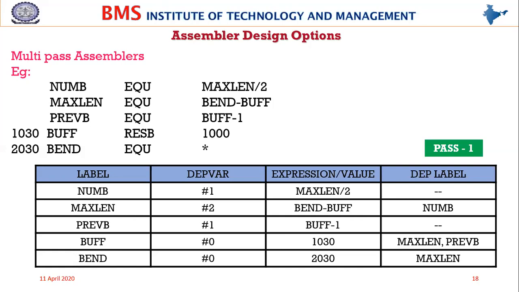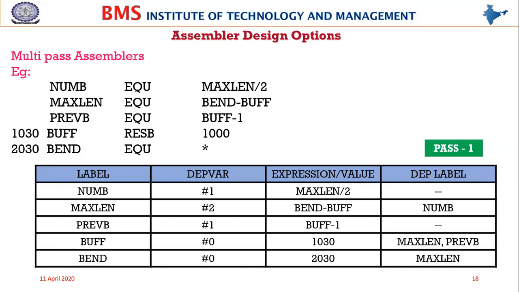The next label is maxlen. Maxlen has two dependencies, that's why #2 is written there, which is buffer end minus buffer. And who is dependent on maxlen? numB is dependent on maxlen, because to evaluate numB, we need maxlen divided by 2. I'm going a bit slow so that you can understand the relative relationships of these things. The next label is PREVB. PREVB has one dependency because it needs buffer minus 1.